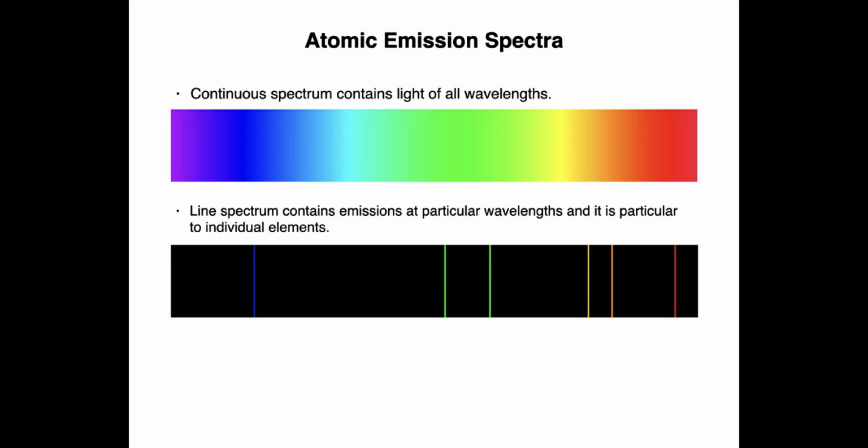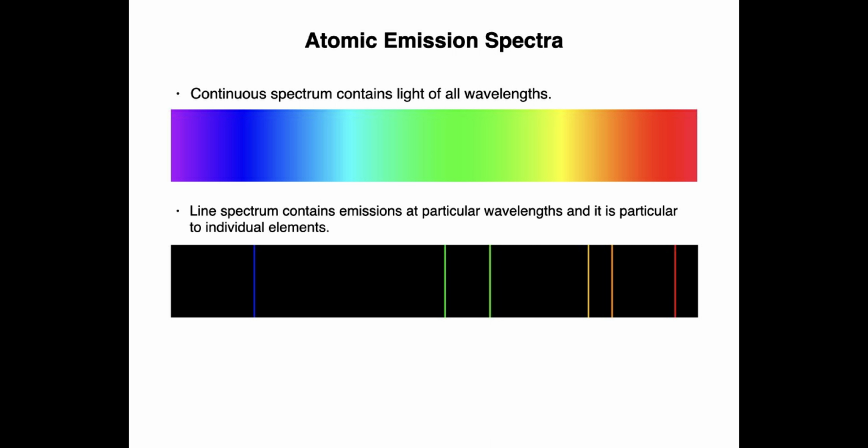Atomic emission spectra. White light is made up of all the colors of the spectrum. We say that the sun emits white light. When the light is passed through a prism, a continuous spectrum of all the colors, or wavelengths, is obtained. You can see the continuous spectrum right here. The continuous spectrum contains light of all wavelengths.